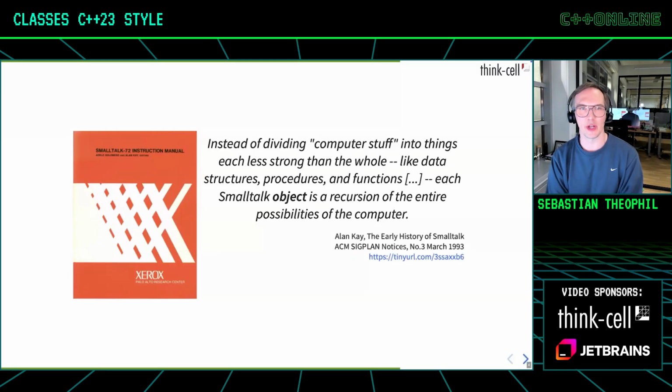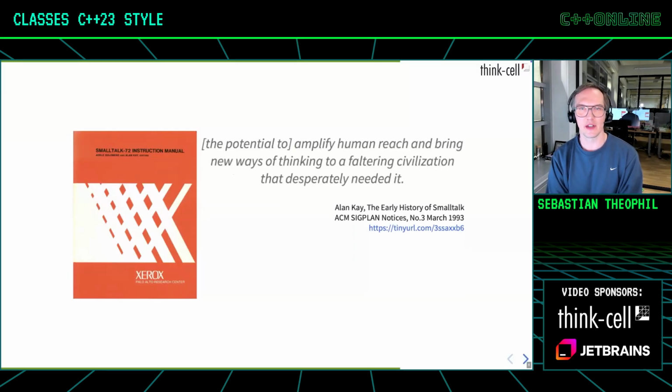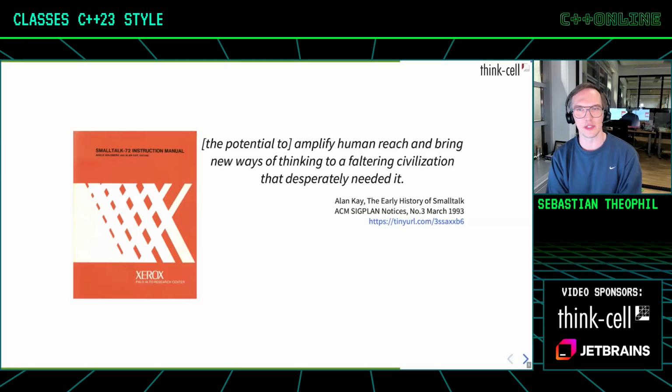In this paper, there's another great quote that I wanted to share. It has nothing to do with my talk, but everything with the world. He was thinking about computing in a much bigger way. He was thinking about its potential to amplify human reach and bring new ways of thinking to a faltering civilization that desperately needed it. Now, this was the 60s, which wasn't as great as people now remember it. But I think this is a wonderful quote, and we should sometimes think about our work and whether it also amplifies human reach, because maybe that's something we should aspire to.